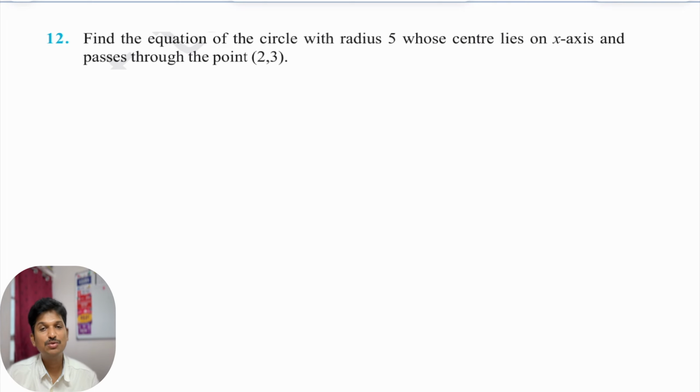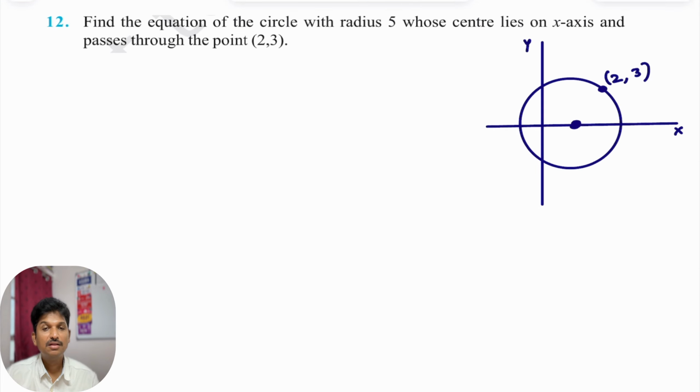To understand this question more clearly, I'll draw the diagram so that you can understand it very easily. This is just a rough diagram to understand the given data. This circle's radius is 5, so this length is 5 units, and the center lies on the x-axis. See the diagram I drew, it's just a rough diagram to understand the question. It is not exactly the same diagram. Just to understand the question, I am explaining it with the help of a diagram. The center lies on the x-axis and the circle passes through the point (2, 3).